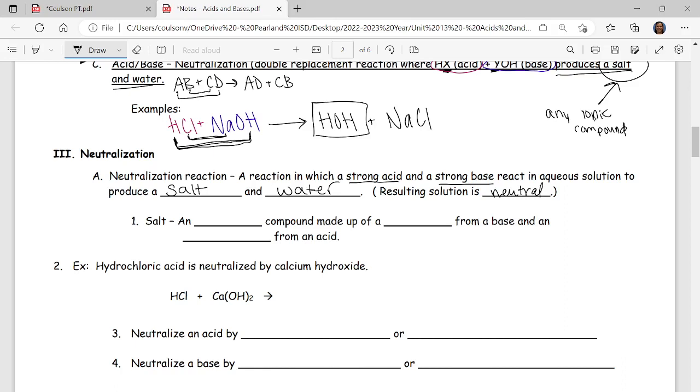And then just as a reminder of exactly what we wrote up at the top, a salt is going to be an ionic compound made up of a cation, which is typically a metal. Not always, it could be a polyatomic ion. Anything that has a positive charge. So a cation from a base, and an anion from an acid. So that would be your nonmetal.